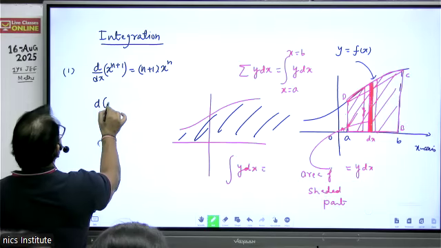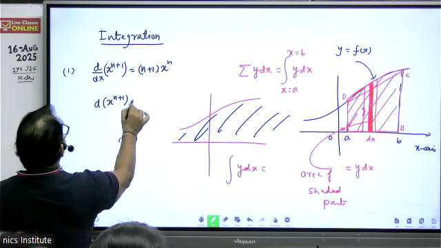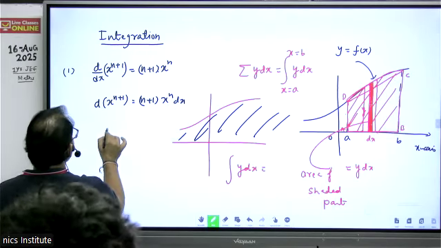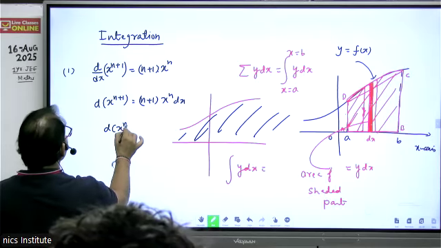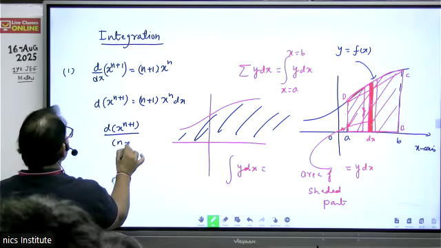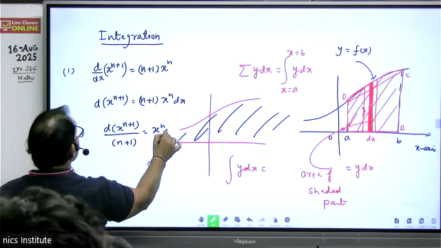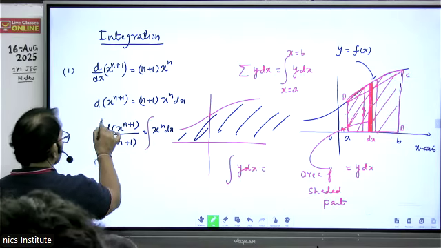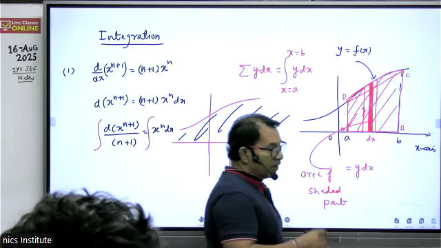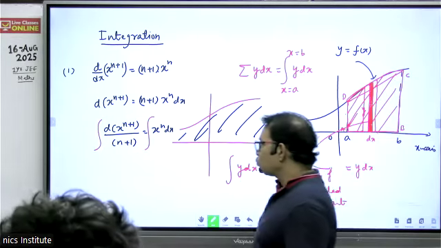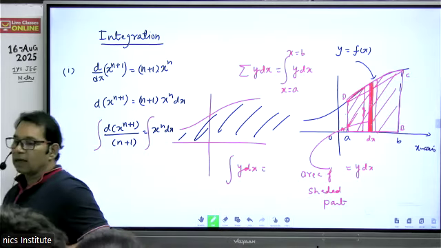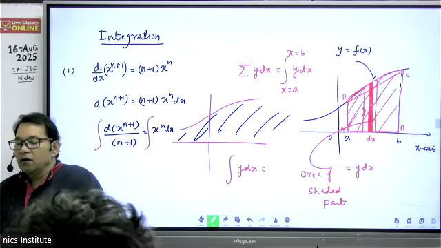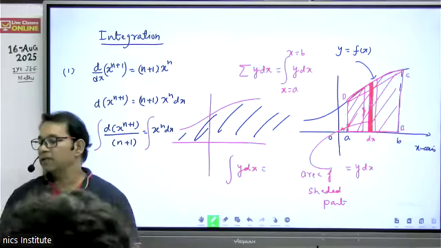So if I bring dx to the right side, n plus 1 is a constant I can bring in the denominator. And this is x to the power n dx. And now I integrate both the sides. From differentiation, I'm deriving the integration formula. The derivative of x to the power n plus 1 is n plus 1 x to the power n. I got dx to the right side, n plus 1 to the left side.